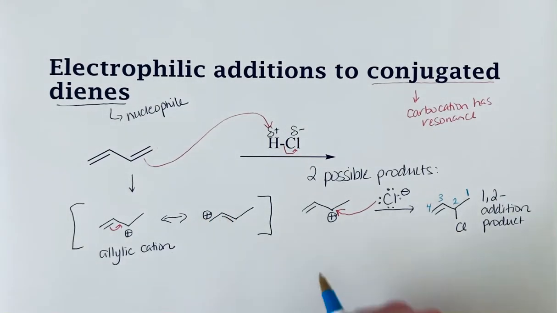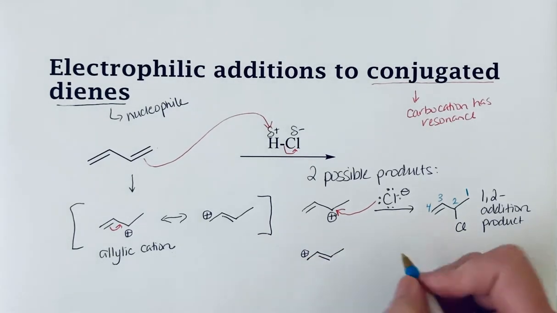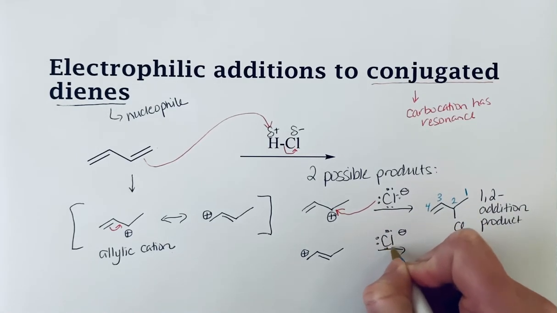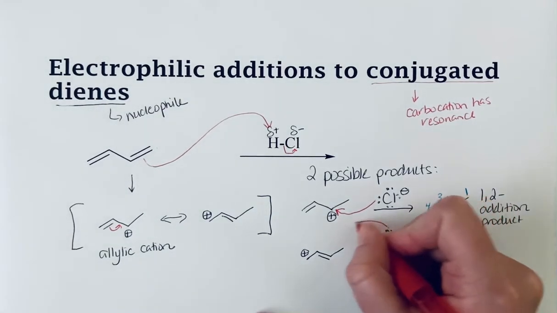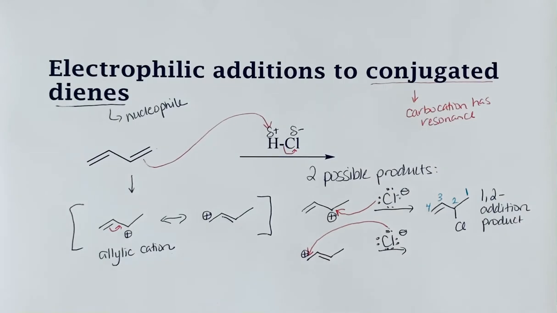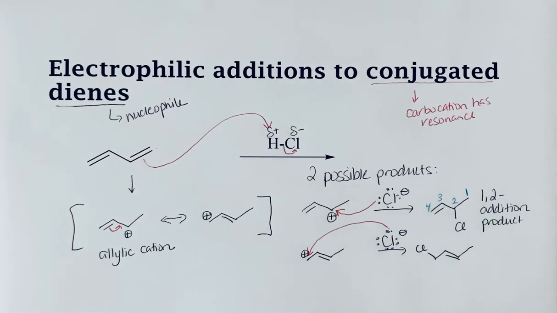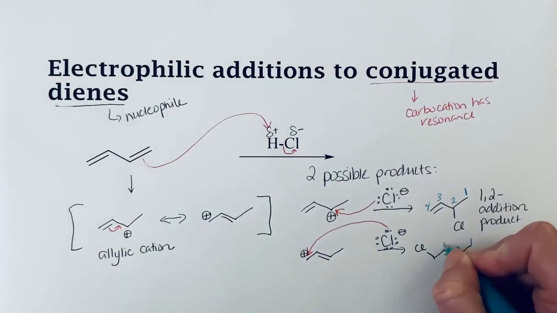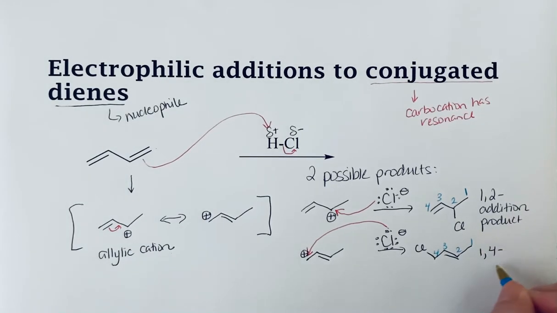If we look at the other carbocation, or the other resonance structure, we could also have a chloride ion attack that. And that would give us this product. Okay, and in this case, if I number the carbon chain the same way, the hydrogen's still added to carbon 1. So there's carbon 1, 2, 3, 4. This is known as the 1,4 addition product.